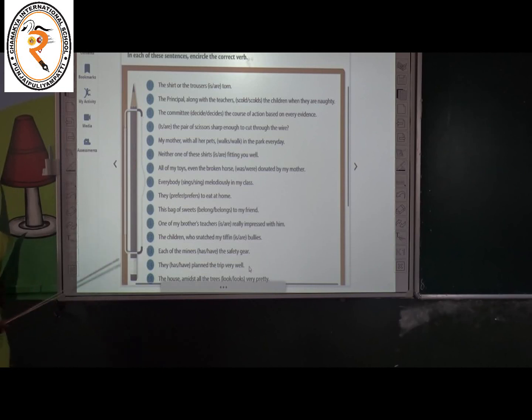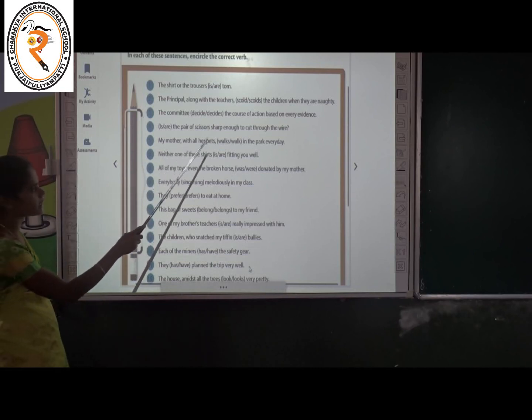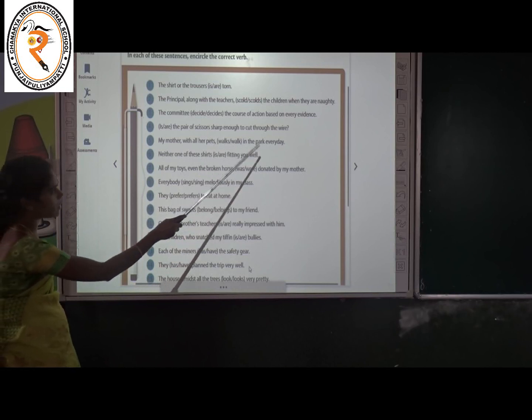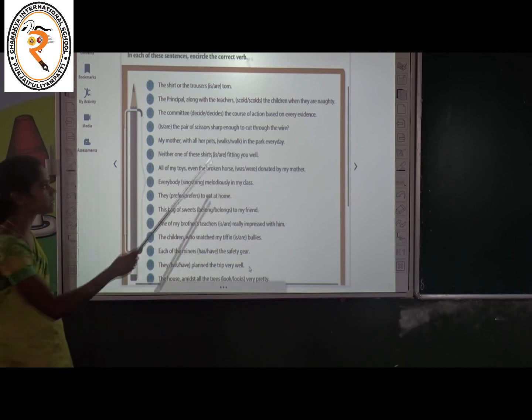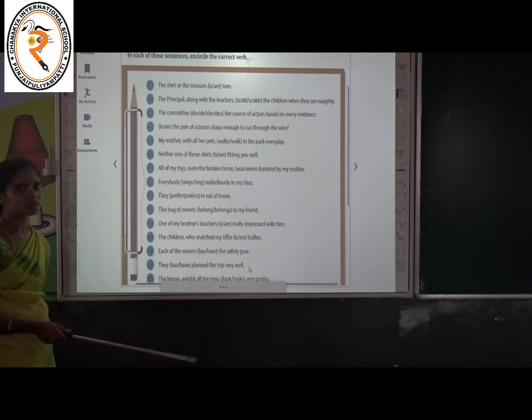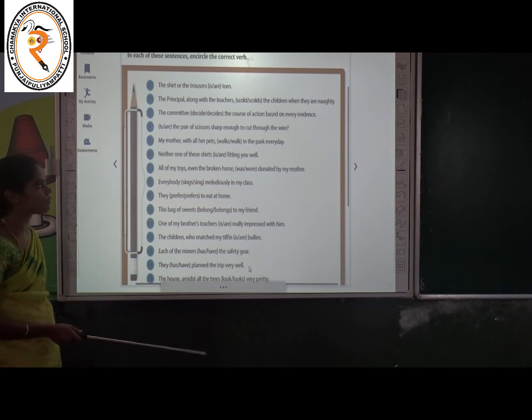And the fifth one, my mother with all her pets walks or walk in the park every day. What is the correct verb here? It is the first one, walks.